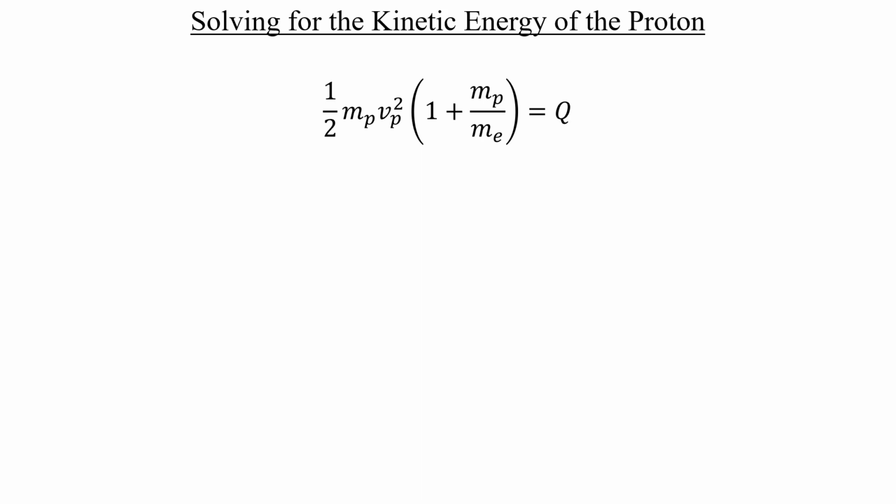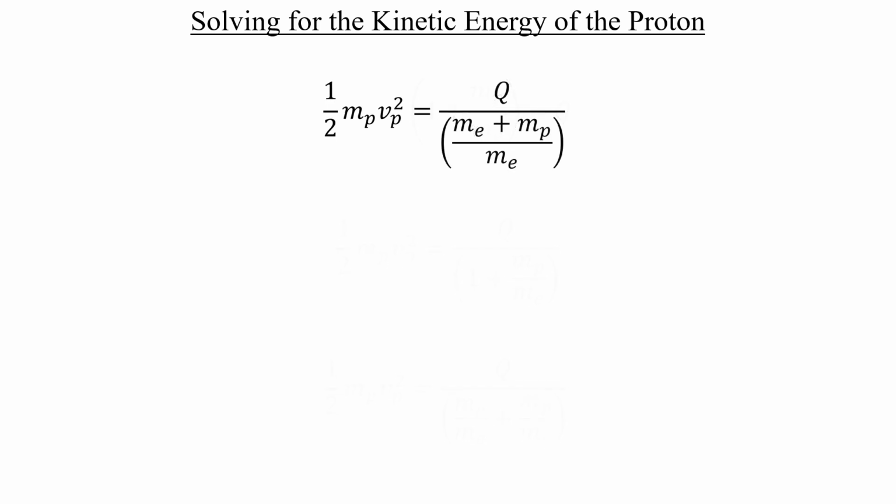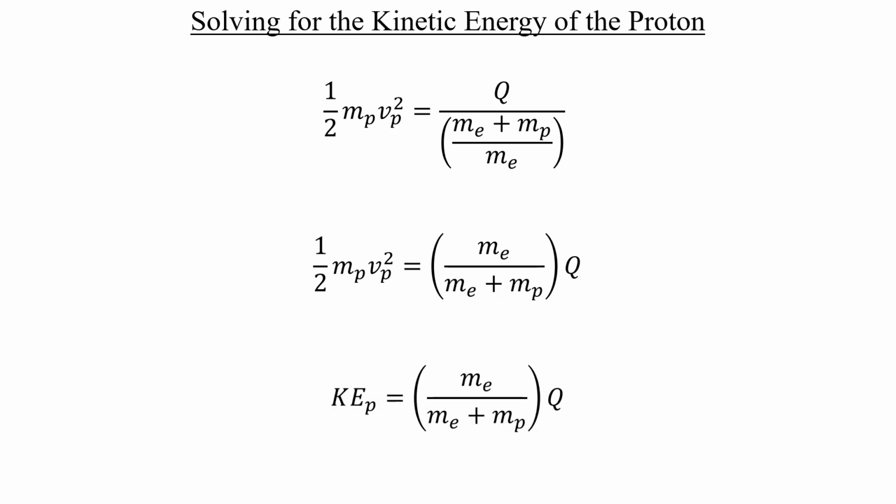Go ahead and divide both sides by the remaining stuff inside the parentheses and multiply 1 in the denominator by a special factor of 1. Now we can combine the fractions down there. Just like in problem number 9, we're going to multiply Q by the reciprocal of the fraction found in the denominator, which flips it right side up. And now we have a proper expression for the kinetic energy of the proton.